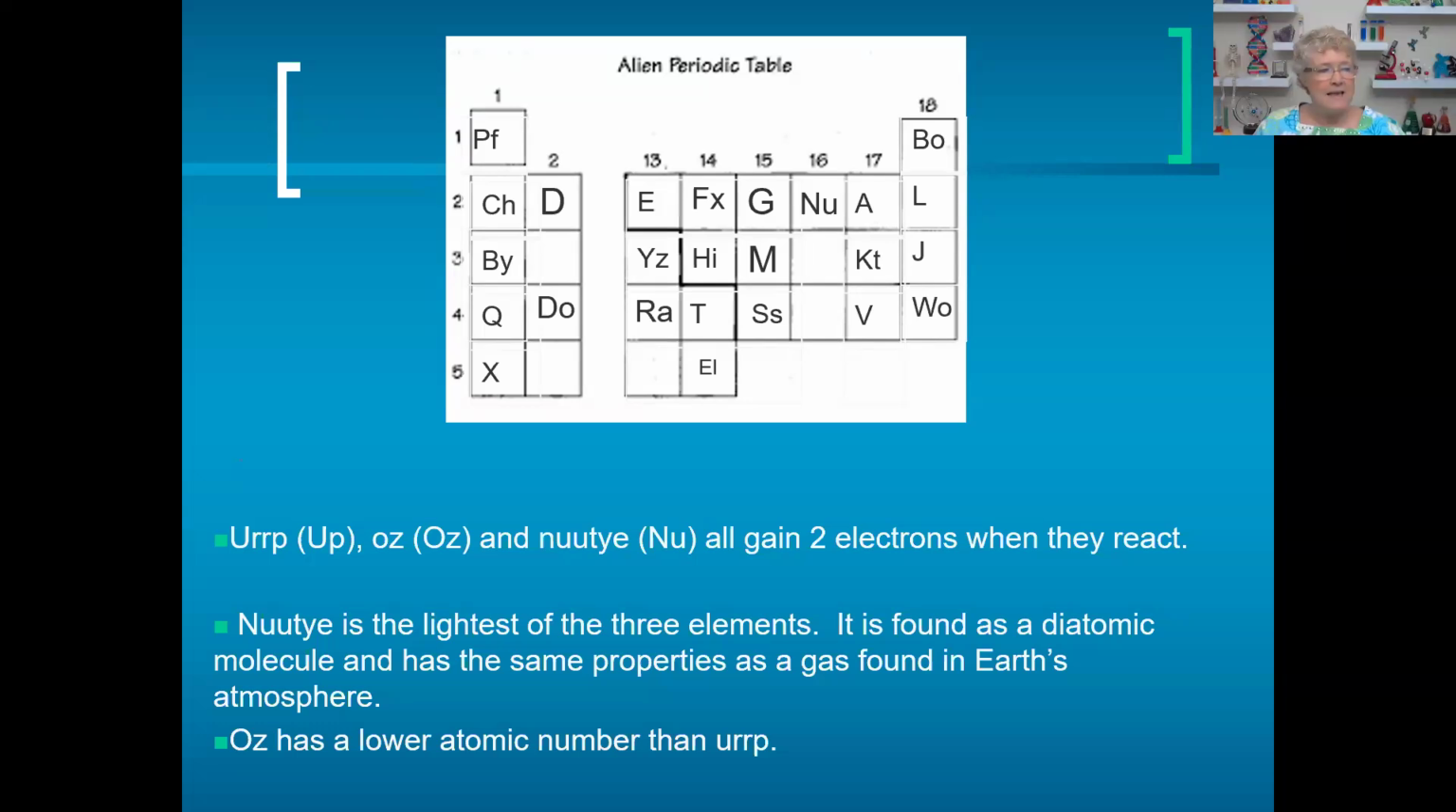All right, now Oz has oxygen. Oz has a lower atomic number than ERP. So where should ERP go? 16, 4. Anybody disagree with that? Good. That's exactly it. All right. And then finally, we have Oz because we know they all gain 2 electrons when they react. They have 6. They want to have 8. All right. We're almost done. Very little left to go.